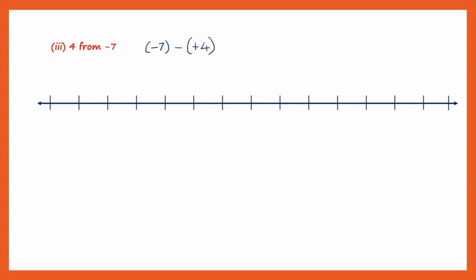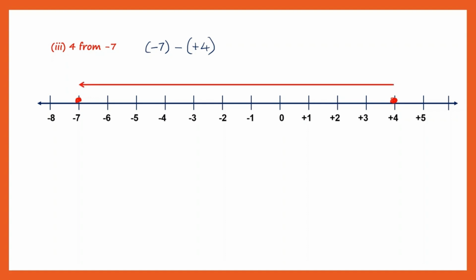So let's draw the number line and have the numbers. Now we're going to mark these two numbers on the number line. So minus 7 is here. Let's mark that. Plus 4, we're going to mark plus 4, which is here. So we have marked minus 7 and plus 4. Now from the second integer, that is plus 4, we have to move towards the first integer.